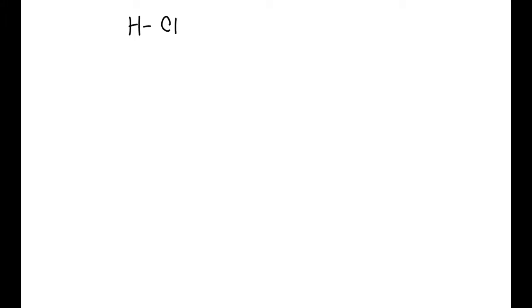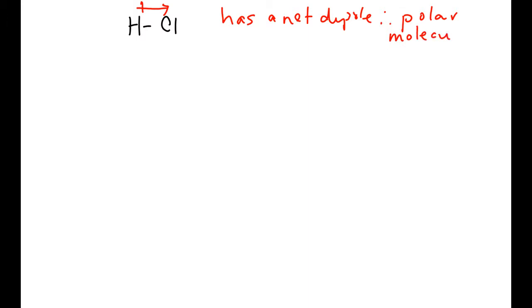HCl has a dipole. Which direction is pulling the electrons? Towards the Cl. So there's our dipole. Because there's no other dipole to counteract this one, this has a net dipole, and I'll get into net dipoles. It has a net dipole, therefore it's polar. It's a polar molecule as well. So HCl is a polar molecule and it contains polar bonds.